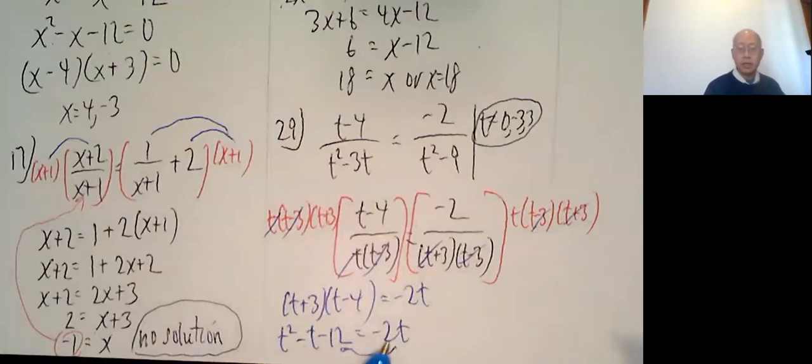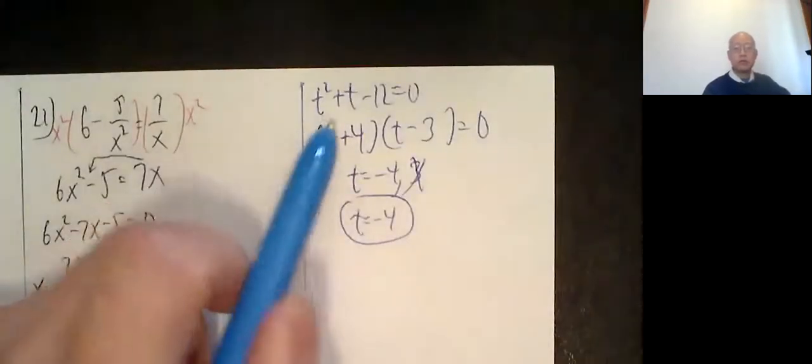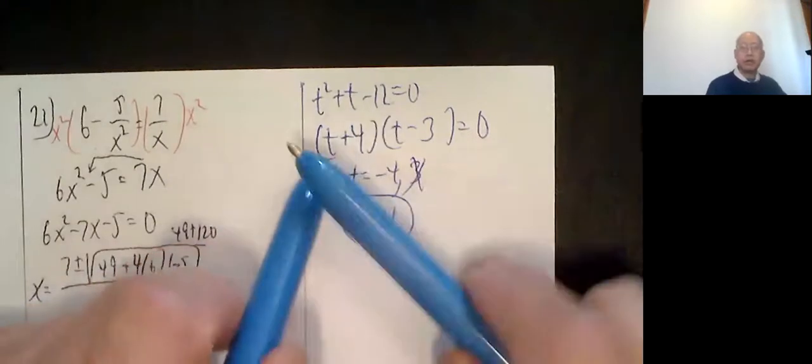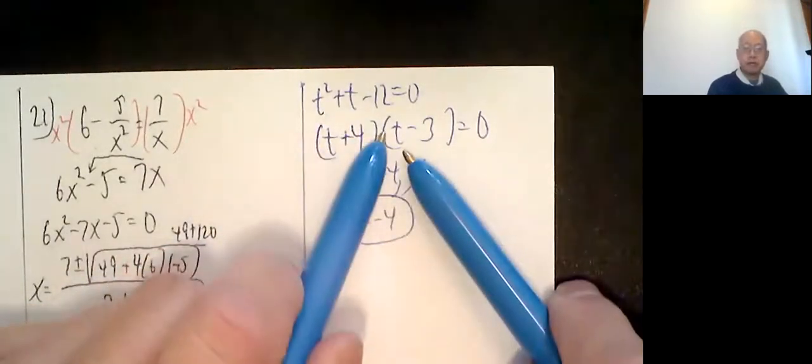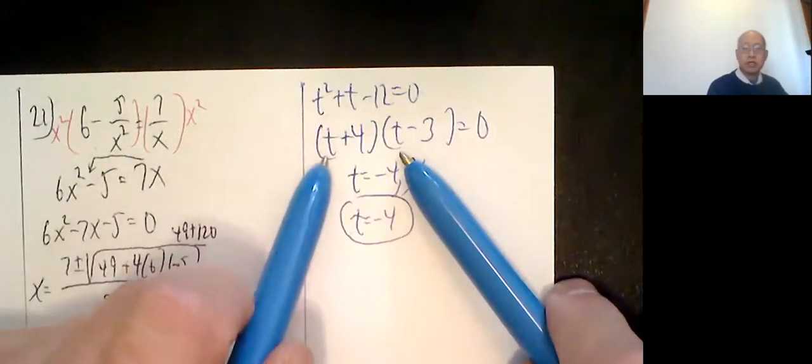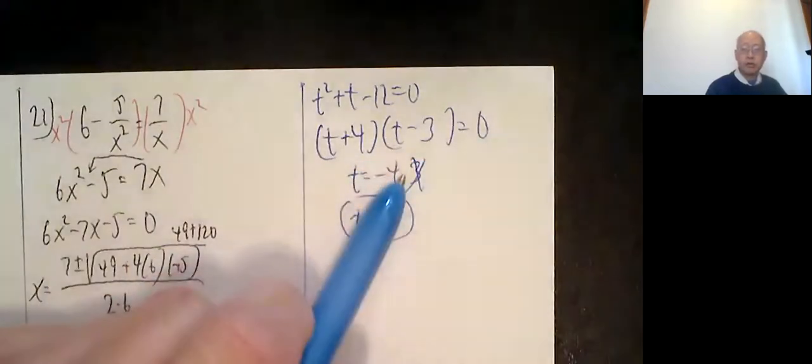FOIL this out. T squared minus t minus 12 equals negative 2t. Add 2t to both sides. This will be a 0. This changes to positive t. So it looks like this now. T squared plus t minus 12 equals 0. That factors into t plus 4, t minus 3 equals 0. So this gives me t is negative 4, or t is 3.